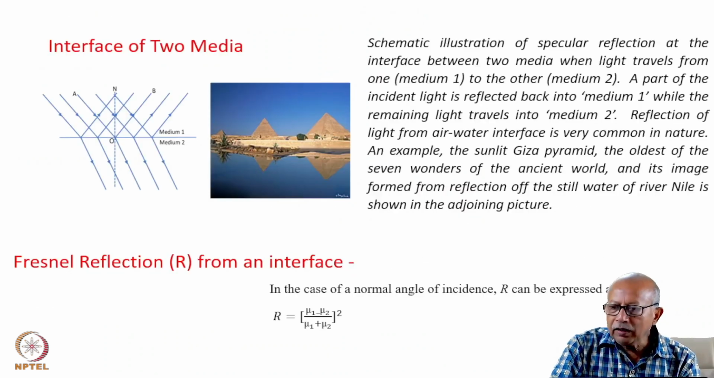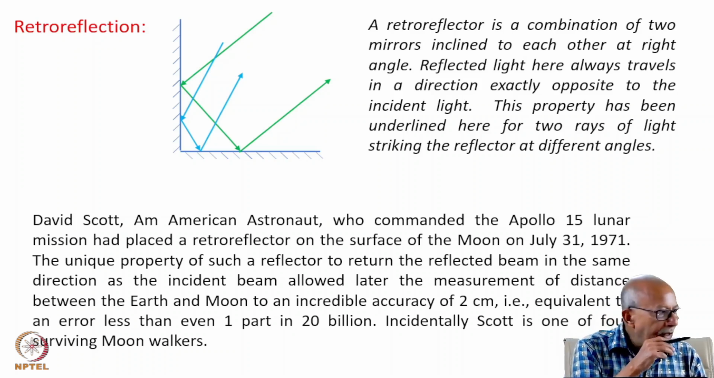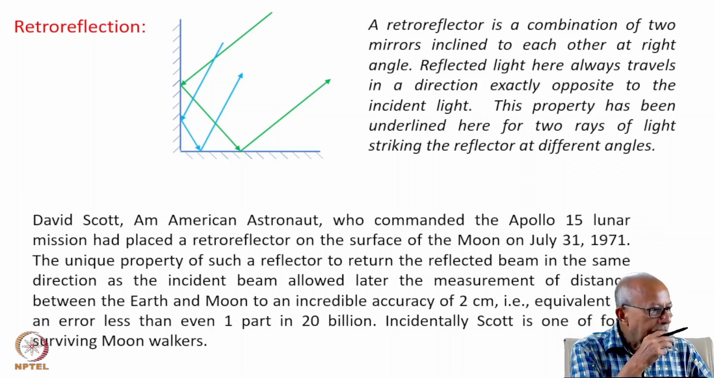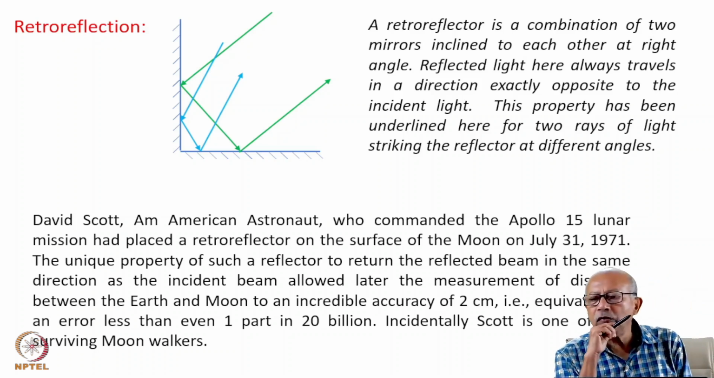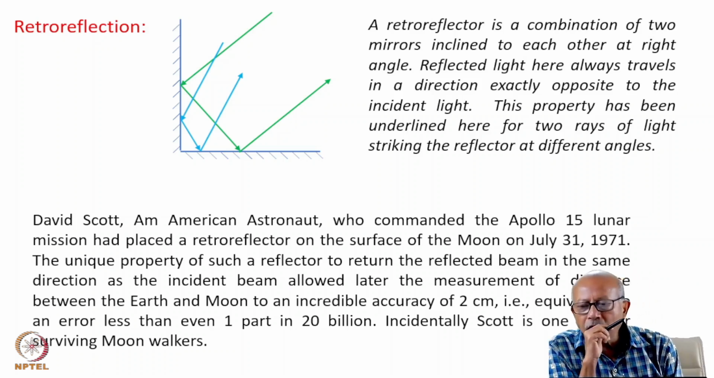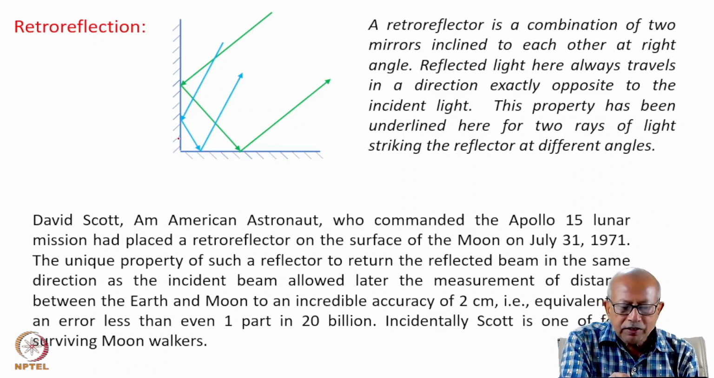There is yet another kind of reflection that is known as retroreflection. You see, the structure of some surfaces may be such that reflected light travels exactly in a direction opposite to that of the incident light. The reflection exhibited by such a surface is called retroreflection. A retroreflector is often a combination of two mirrors inclined to each other at right angle.